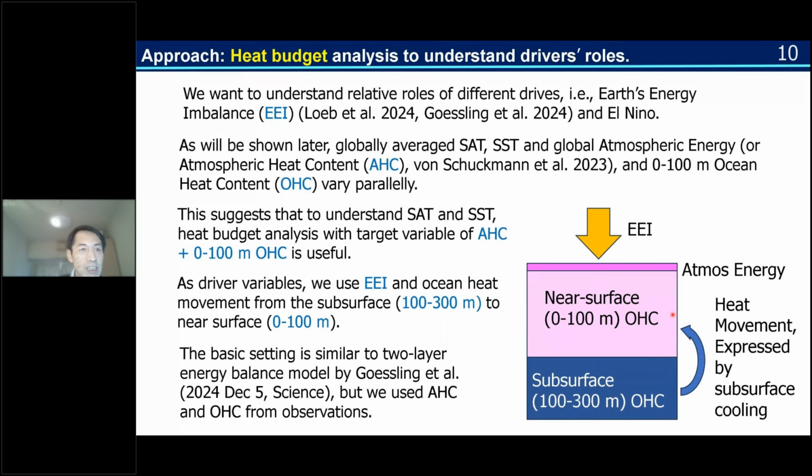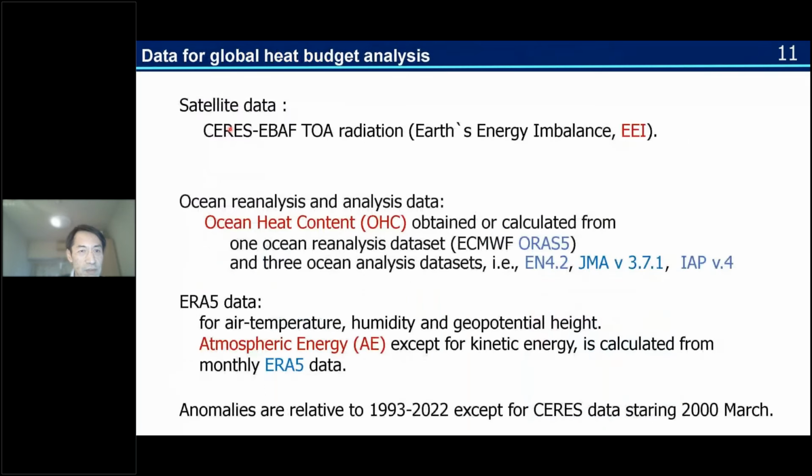The data we used for the heat budget are CERES EBAF top of atmosphere radiation and ocean heat content from a combination of four data sets: ORAS5 and three ocean analyses, EN4.2, JMA, and IAP. And we analyze ERA5 data for atmospheric energy.